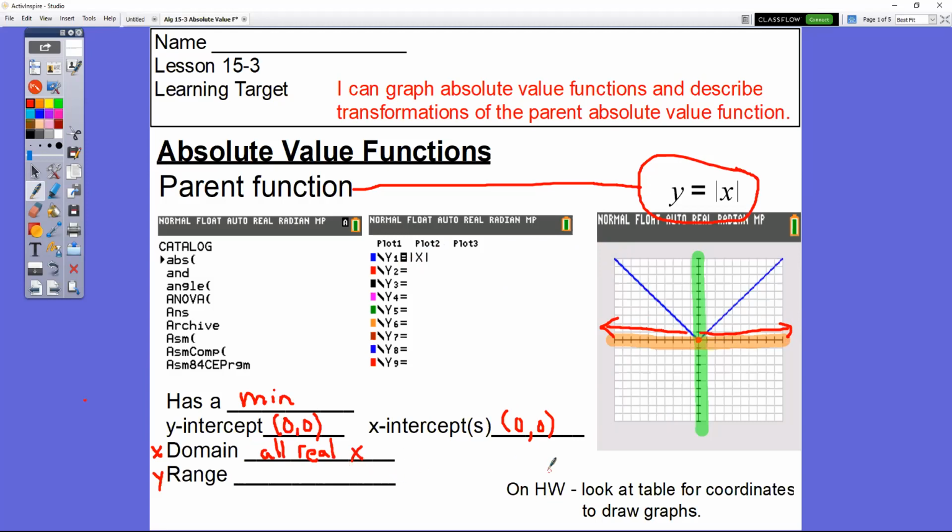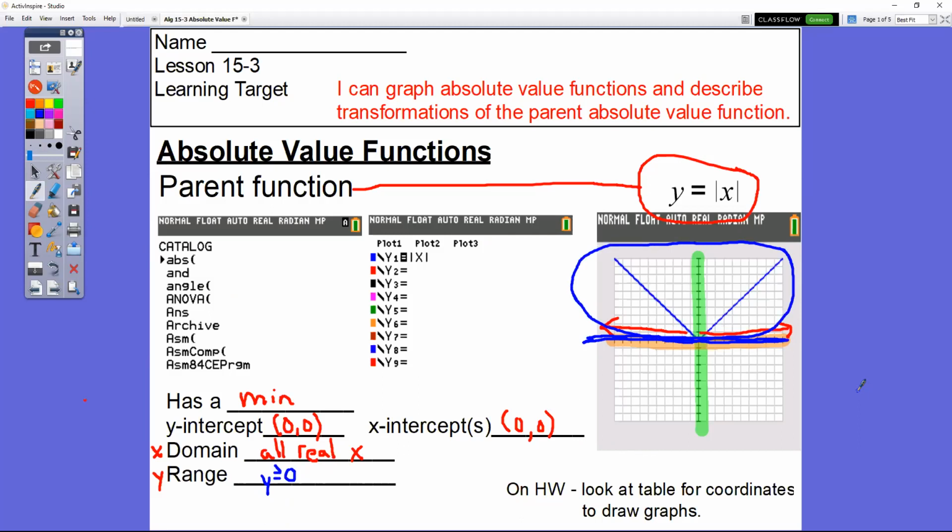Your range is your y values. So what are the y values of the graph? Well, the lowest point of the graph is the min, which is right on the x-axis. That is 0. So it is y is greater than or equal to 0, because it includes all of these values that are all greater than or equal to 0.